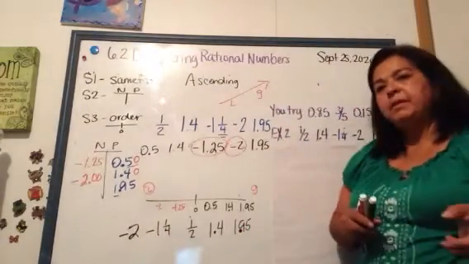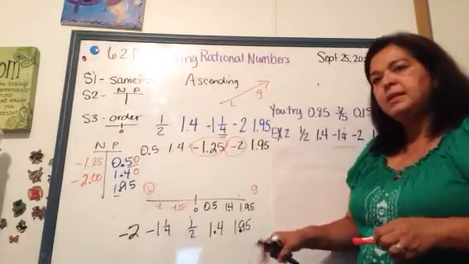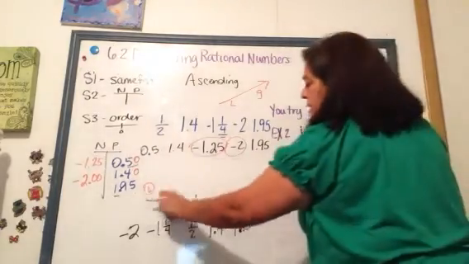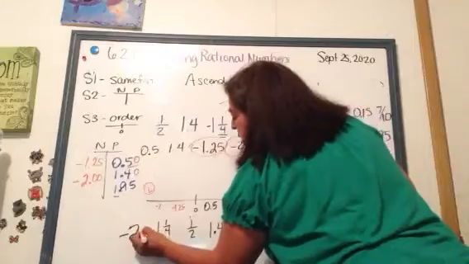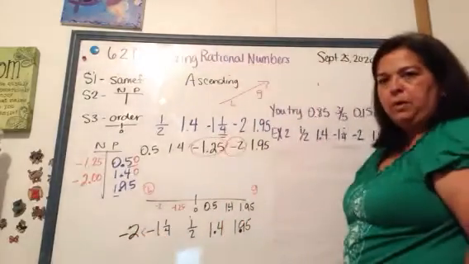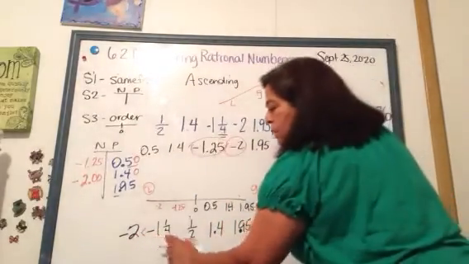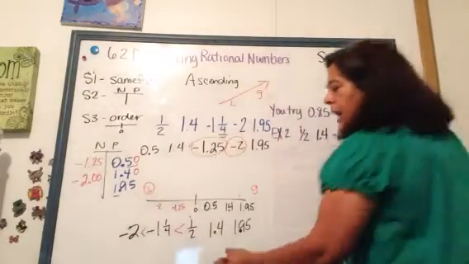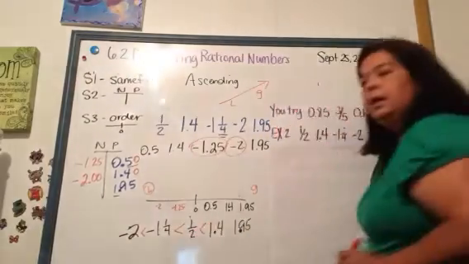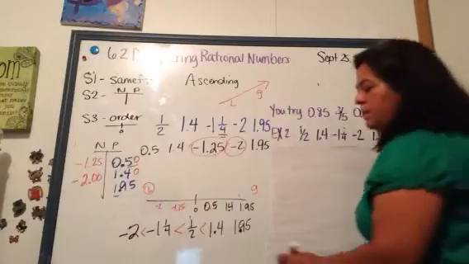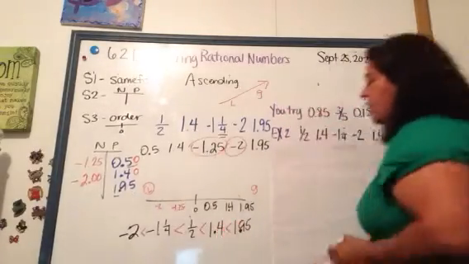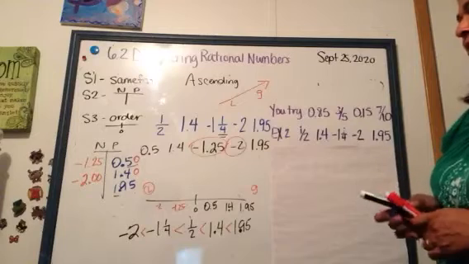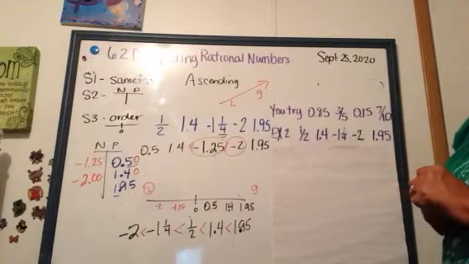Oh! Did somebody say something? Did I miss something? I did. I forgot to put my inequality signs. Because I'm going least to greatest, -2 is less than -1 1/4. -1 1/4 is less than 1/2. 1/2 is less than 1 4/10, and 1 4/10 is less than 1 95 hundredths. All right, boys and girls, this is example 2.